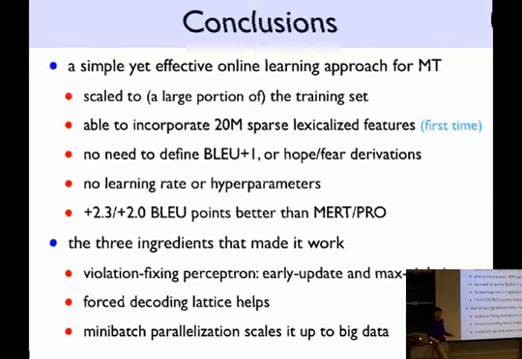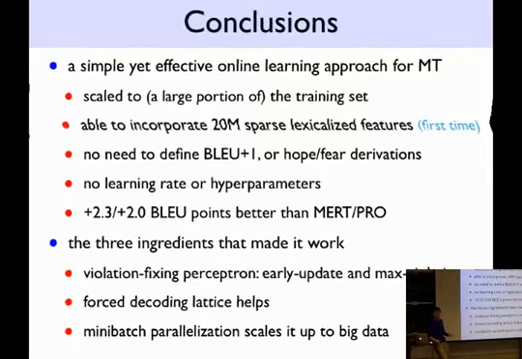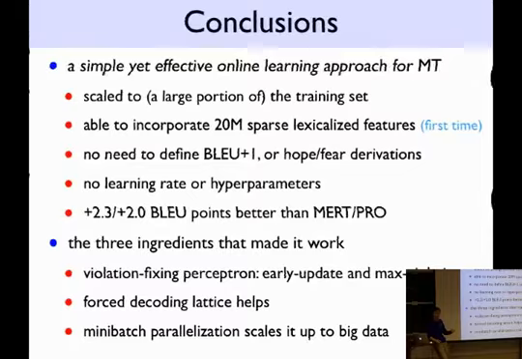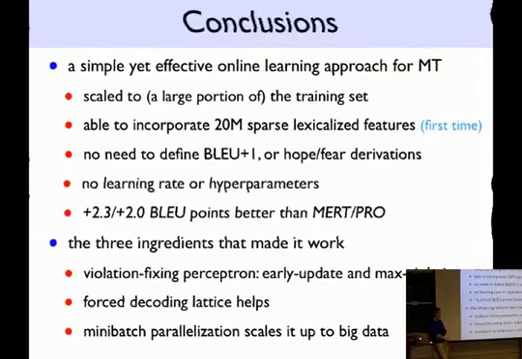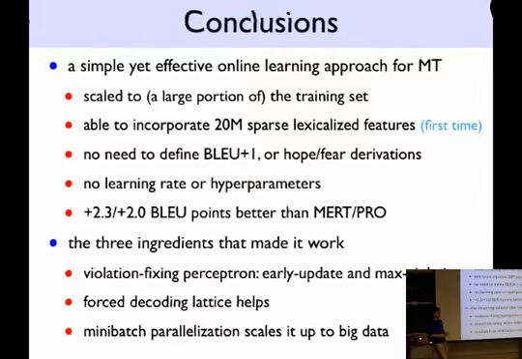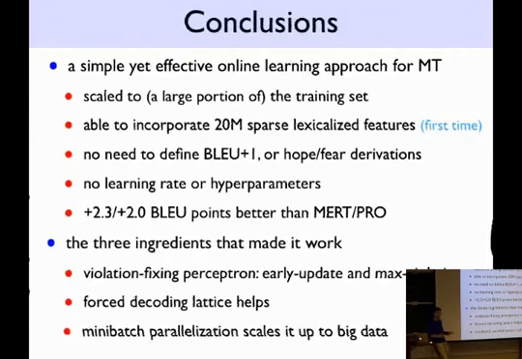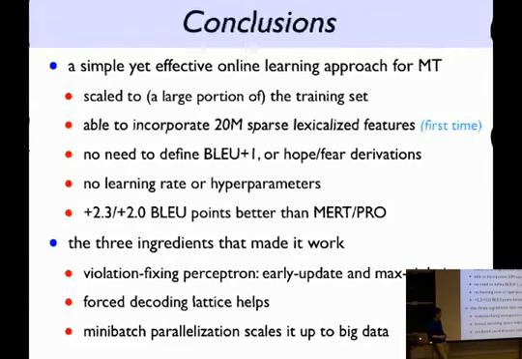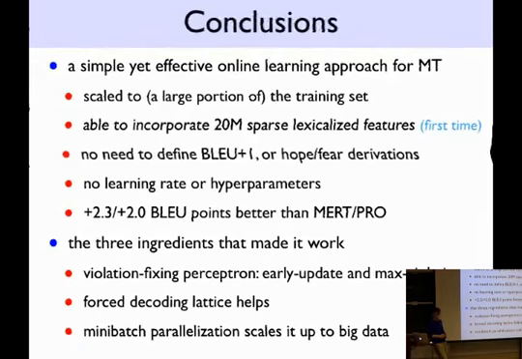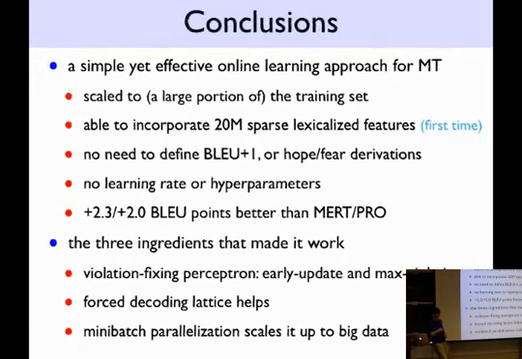But we really don't know what derivations are good or bad, right? We only know whether it can produce the output or not. So in my case, we consider every single derivation in the forced decoding lattice to be good. We don't say that this is bad or not, because we don't really know. These are just latent variables. We have no idea about latent variables, so we just take whatever is there. And then the mini-batch parallelization scales it up to big data. So those are the 3 ingredients that made it work.